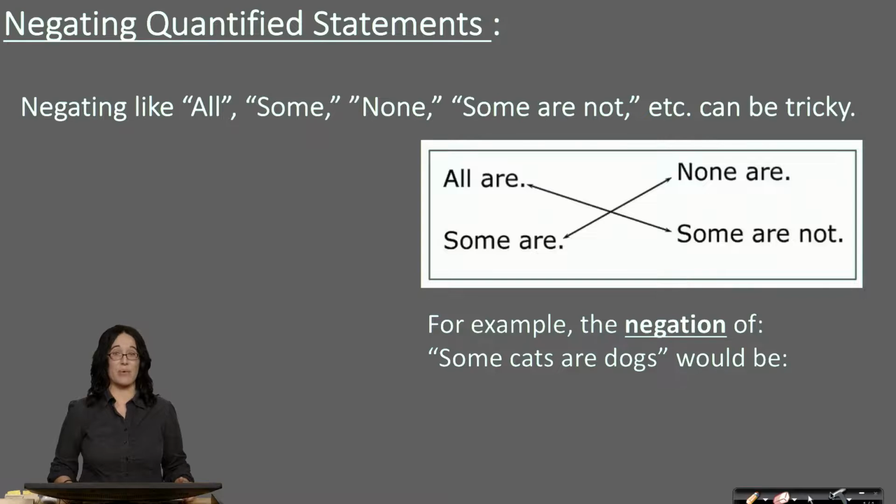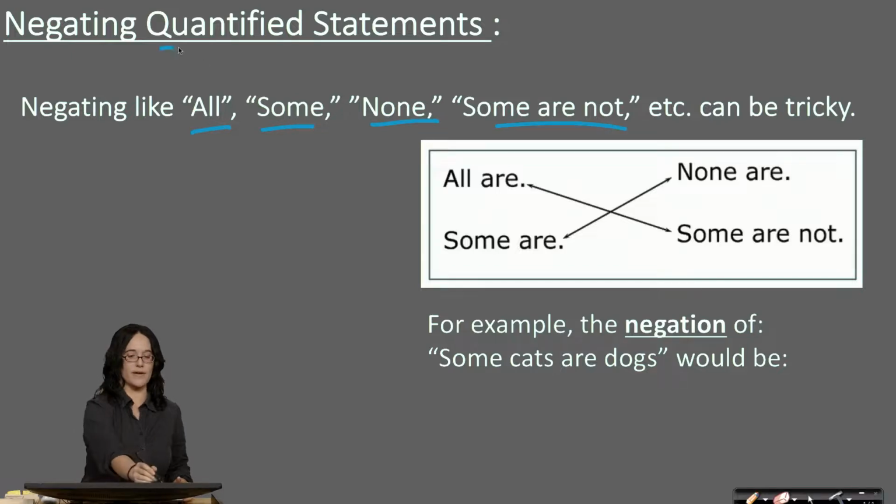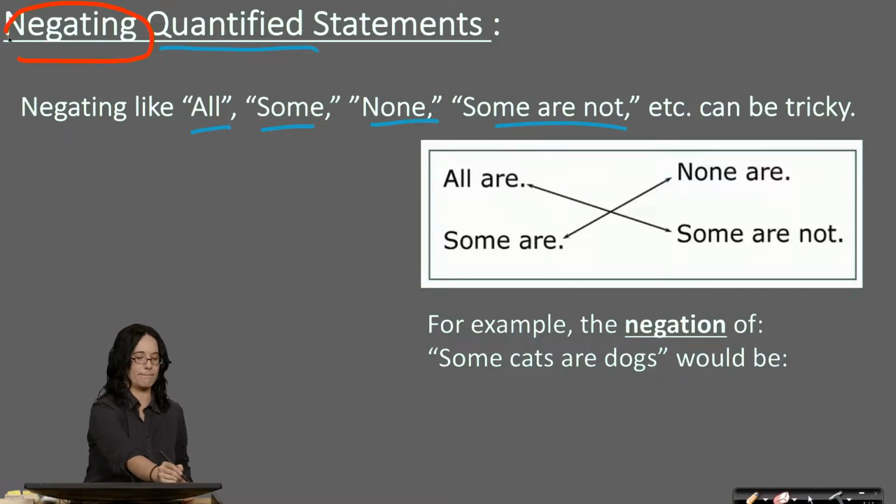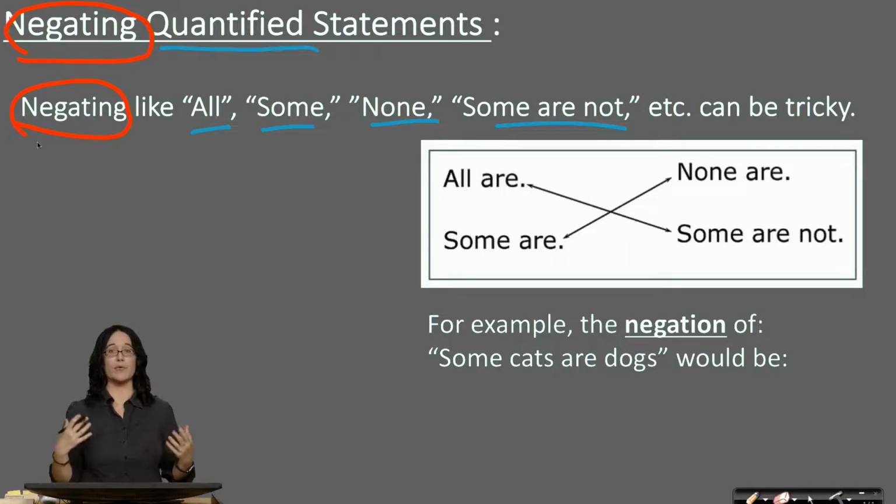So on our next slide, we want to introduce the idea of a quantified statement that we will negate. When I say a quantified statement, I'm talking about words like all, some, none, or some are not. These are the words we're describing when we say quantified statements. So now we want to negate them. How do I negate one of these words? In other words, how do I say that is not the case?